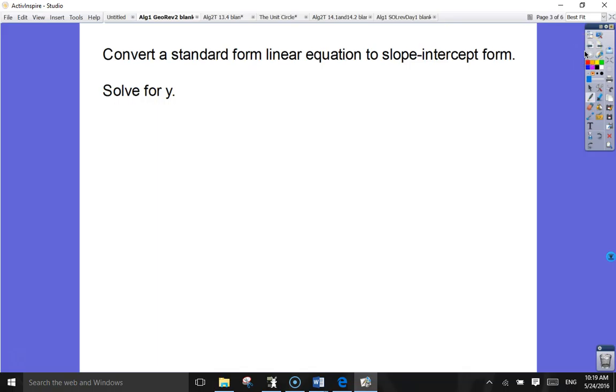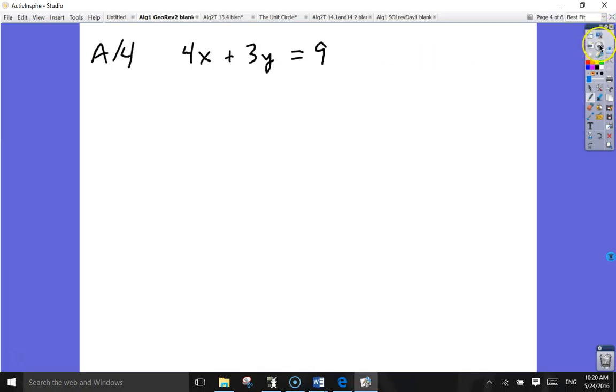Right, so when you have to convert from standard form to slope-intercept form, it just means solve for y. There's not much else to say about it. Solve for y. So this is number 4 on the first page. There's actually 2 worksheets, and one of them is A, and the other one is B. So this is on the A worksheet, number 4.